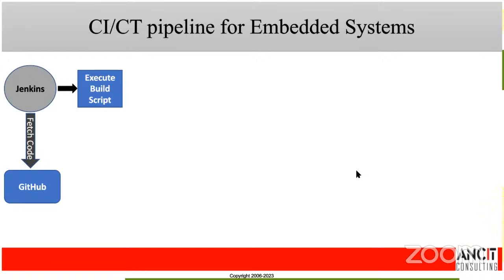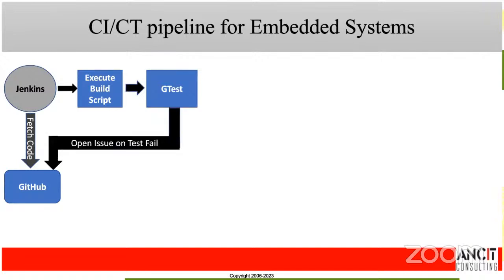Now, the first part of the build script that we have shown here will be the G test. So it conducts a G test, and if the G test fails, for example, it opens an issue on GitHub. However, if the G test passes, it goes on to build the application code for your hardware abstraction layer for your STM or whichever microcontroller or microprocessor that you are using.